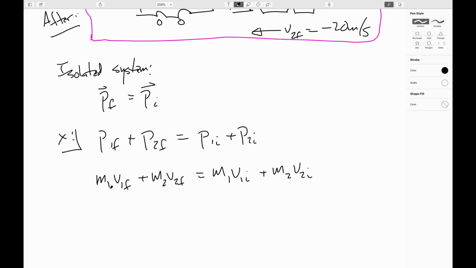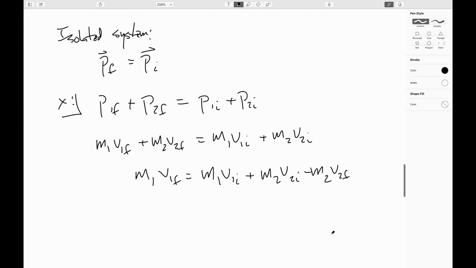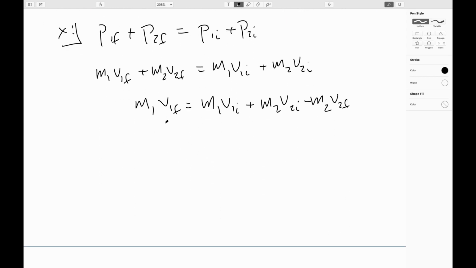Now we're trying to find V1 final, so we need to isolate that. So we'll have M1 V1 final equals M1 V1 initial plus M2 V2 initial minus M2 V2 final. Okay, we can do a little bit of algebra to clean this up a bit. We can divide through by M1, so this will give me V1 final equals V1 initial plus, and then here I can group out an M2. So I'll have M2 over M1 times V2 initial minus V2 final.